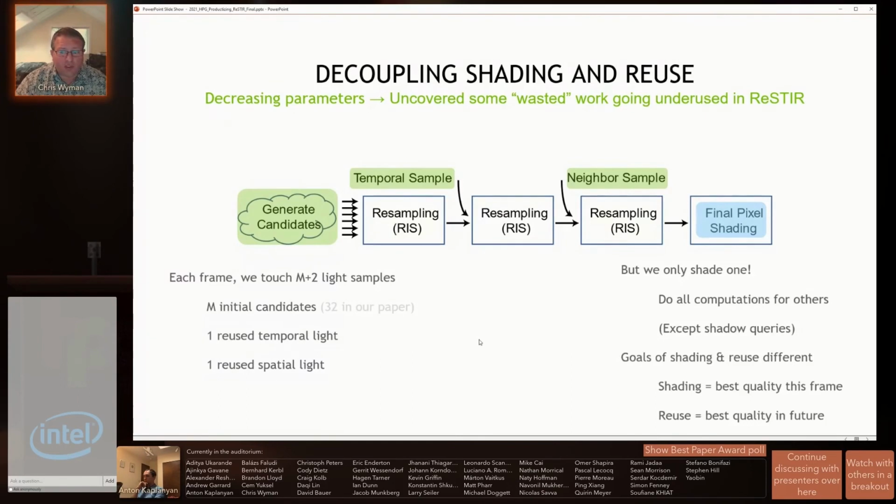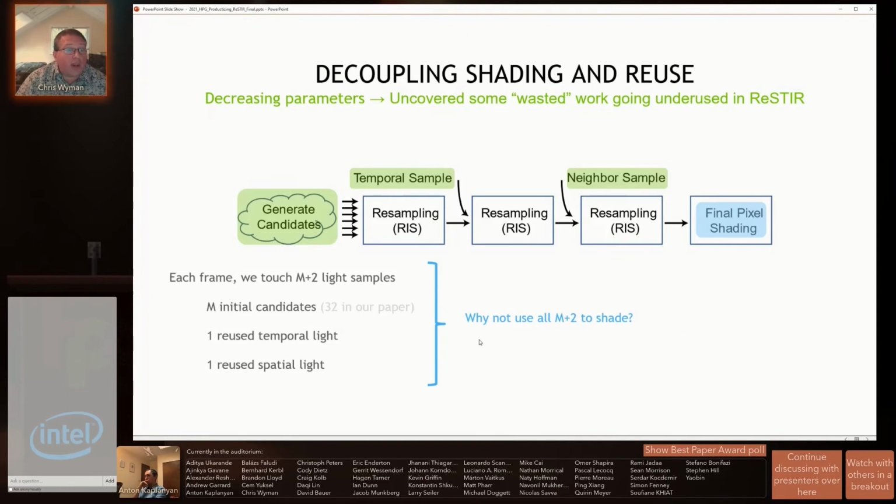And that seems like some wasted work. One of the things I want to point out is that shading and reuse have different goals. For shading, what we want is the best quality for the current frame, and for reuse, we want the best quality in future frames. And these might require different things. We might want to do different computations and use different samples there.